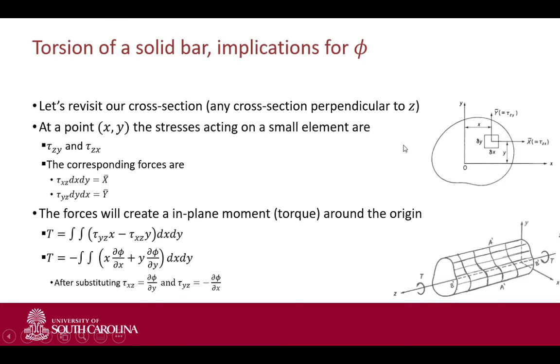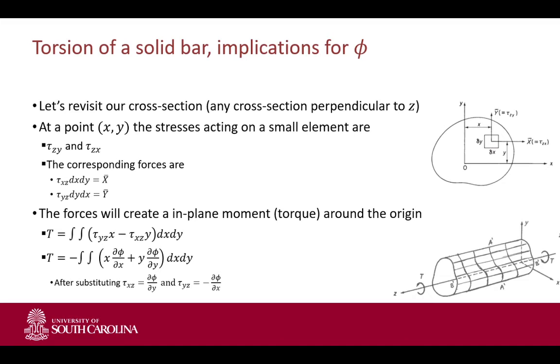In order to sum up all the forces and all the moments created by all the differential elements on that cross section, we take the integral with respect to the area. That's going to be substituted by a double integral with respect to dx dy, and we can evaluate that function that we defined earlier. So the torque, the torsion, is equal to the double integral of tau yz multiplied by x, minus tau xz multiplied by y, dx dy.